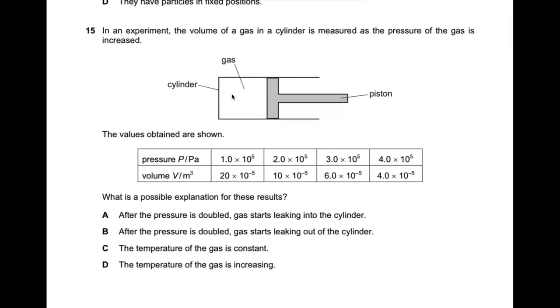15, in an experiment, the volume of gas in a cylinder is measured as the pressure of the gas is increased. All right, so pressure is increased, so volume is measured. So pressure is increased to 1, 2, 3, 4, and volume goes like this. So it goes 20, 10, 6, and 4. What is the possible explanation for these results?